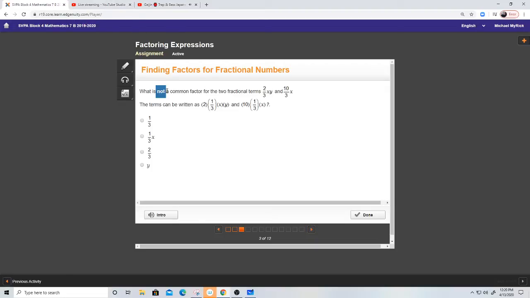What is not a common factor for the 2 fractional terms? A third is a factor, because see how it ends here. A third x, there's an x in both, so that works. 2/3 though? Yeah, 2/3 is a factor, because you can divide this 10 by 2, and the 2 can be divided by 2. So y is not, because this whole right term does not have a y.